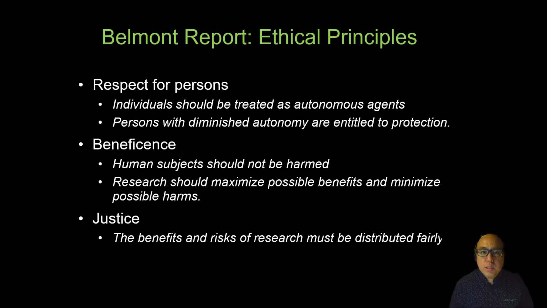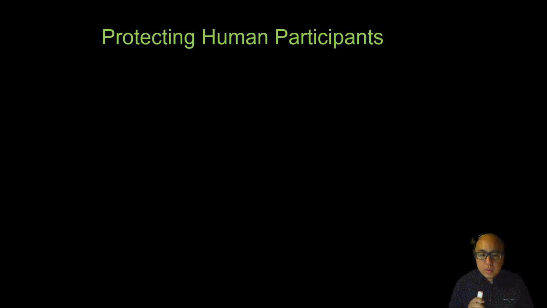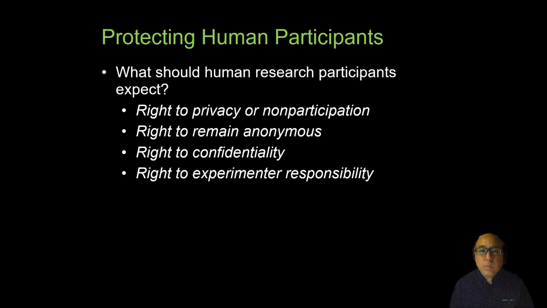These 3 ethical principles form the foundation on which human subjects protection is based, and this is communicated through the informed consent. So the expectations when including human research subjects in our clinical research are the right to privacy or non-participation. As I mentioned earlier, they have the right to choose not to participate in a study, a right to remain anonymous, a right to confidentiality in their collected data as well as their identification information, and the right for the researchers to be responsible for their well-being and safety when participating in a research study.